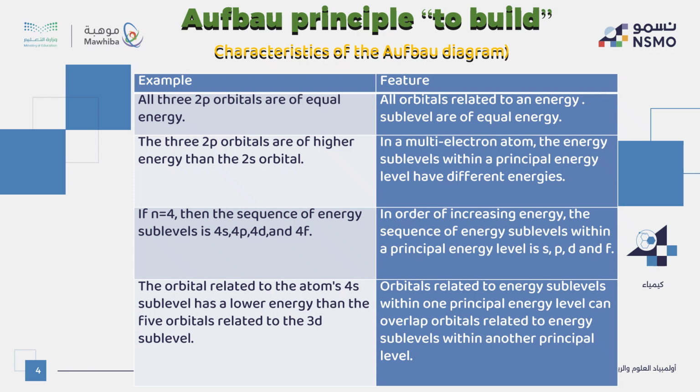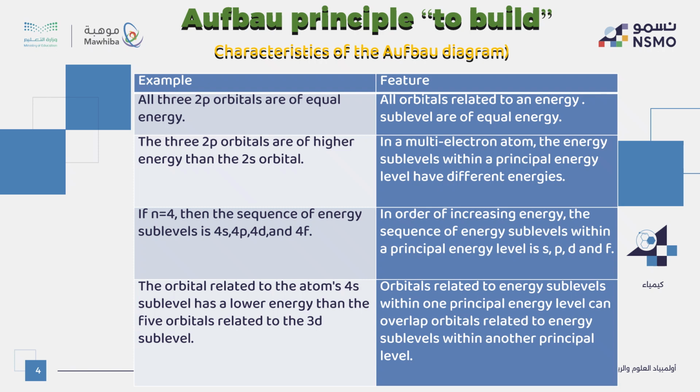Writing electron configuration using the Aufbau principle. To write an electron configuration correctly, identify the atomic number, count the number of electrons, and place electrons into sublevels following the Aufbau order. Do not exceed the maximum number of electrons per sublevel: s sublevel 2 electrons, p sublevel 6 electrons, d sublevel 10 electrons.